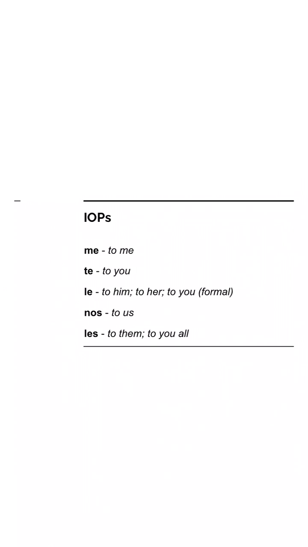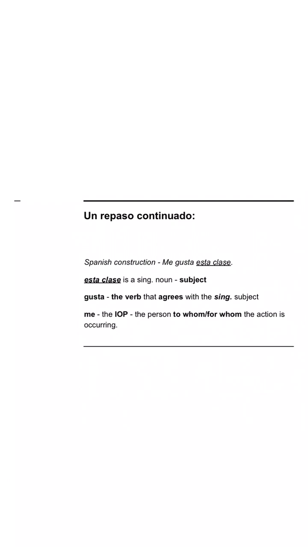So, as we review here, we do see our IOPs here. We have me, te, le, nos, and les. Remembering that me, te, and nos are our unique ones, but that le and les here are a bit more ambiguous, right? They belong to a few people. We have either to him, to her, or to you formal. And in that plural sense, we either have to them, or it is to you all, a ustedes, right? All right, here we go.